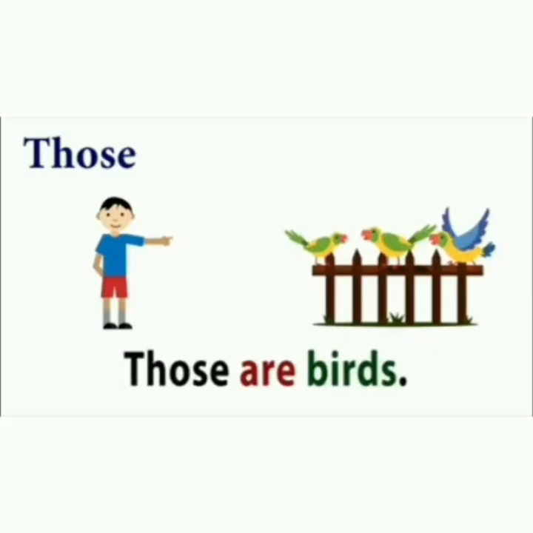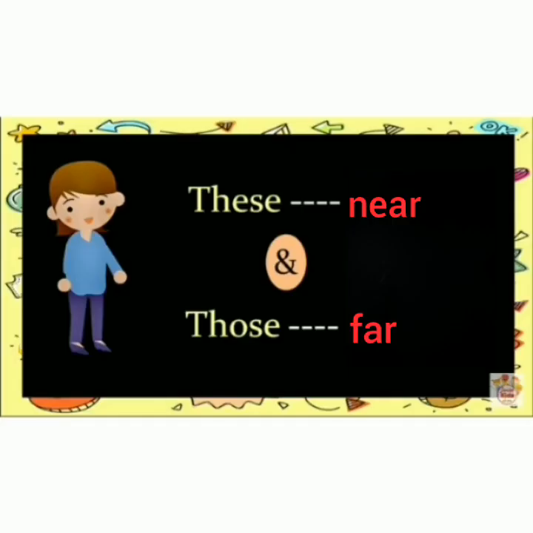Those are birds. Kids, you can see 3 birds are there. Means एक से ज़्यादा है. More than one, right? And they are far from me. So I will say those are birds. So kids, these is used for things near to us and those is used for things far away from us.